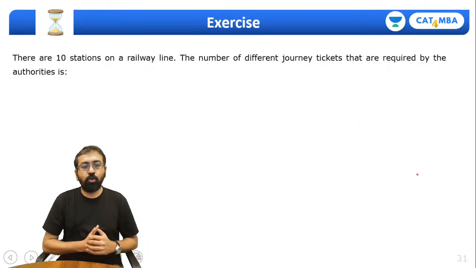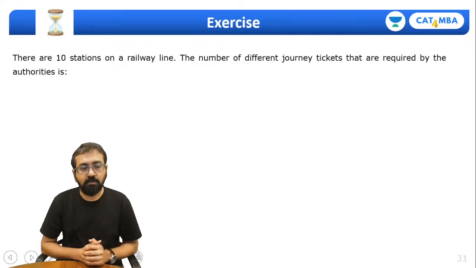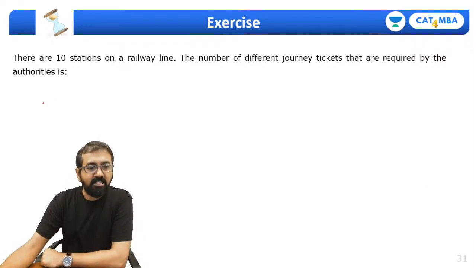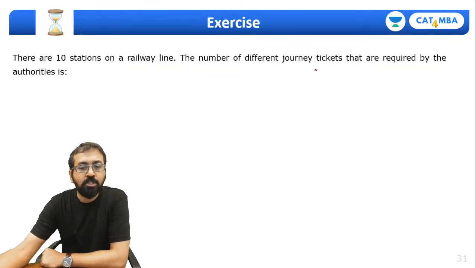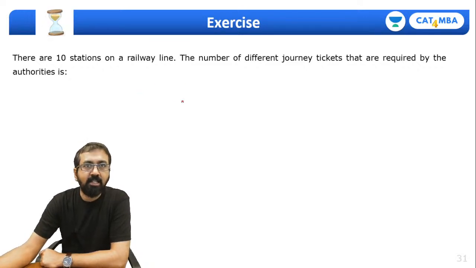Great. So one more question. Try for this. There are 10 stations on a railway line. The number of different journey tickets that are required by the authorities is. Kitte alag-alag tickets, how many different tickets can you issue if there are 10 stations?